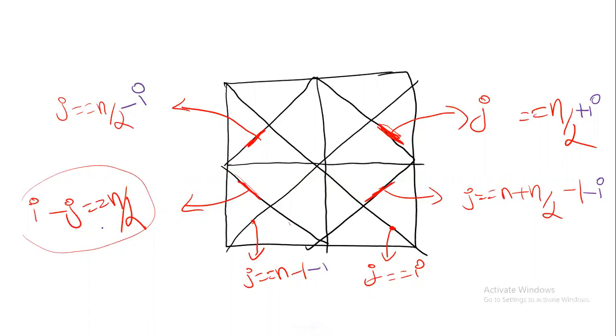And how do we solve this? To solve this, it is very simple. Minus j, I'll bring it that side. So I equal to n by 2 is there as it is. Minus j becomes plus j.